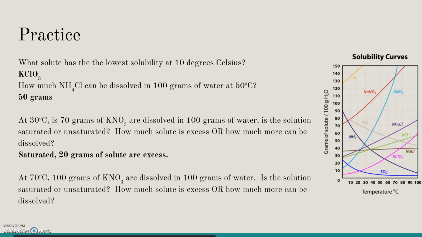At 70 degrees Celsius, 100 grams of KNO3 are dissolved in 100 grams of water. Is the solution saturated or unsaturated? How much solute is in excess, or how much more can be dissolved? This is an example of an unsaturated solution. 40 more grams of KNO3 can still dissolve.